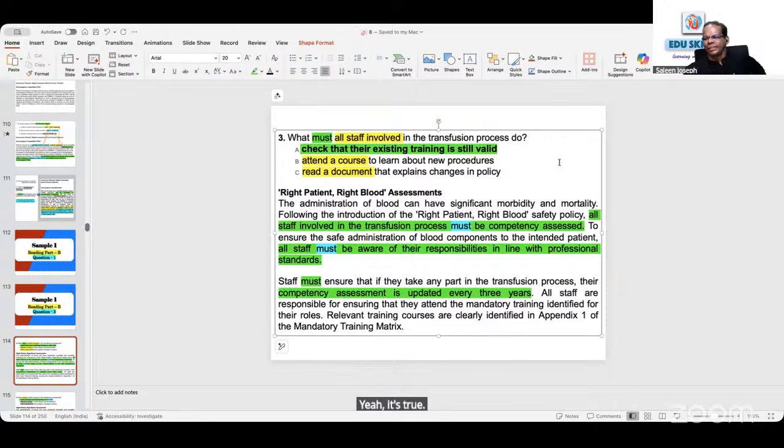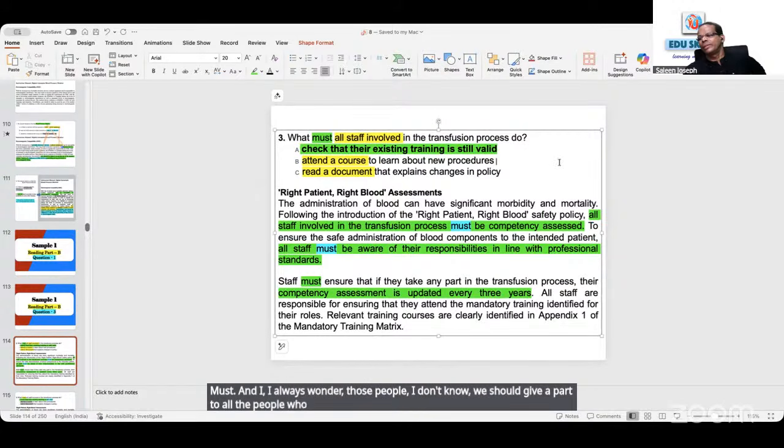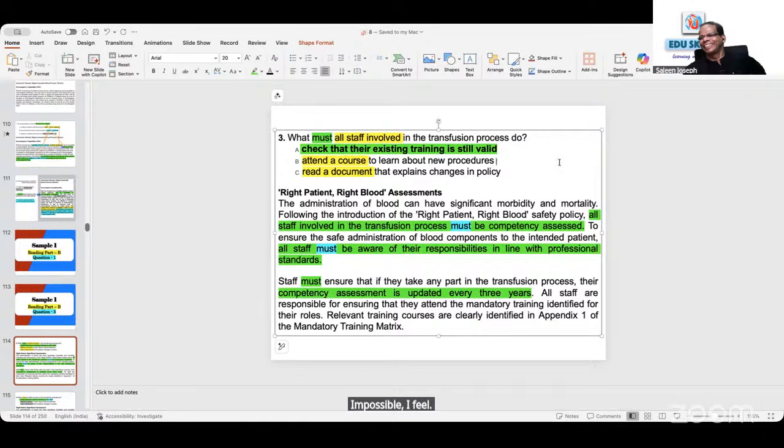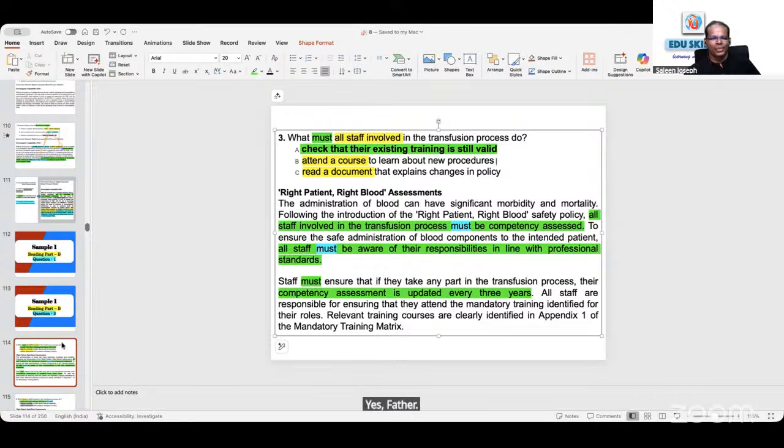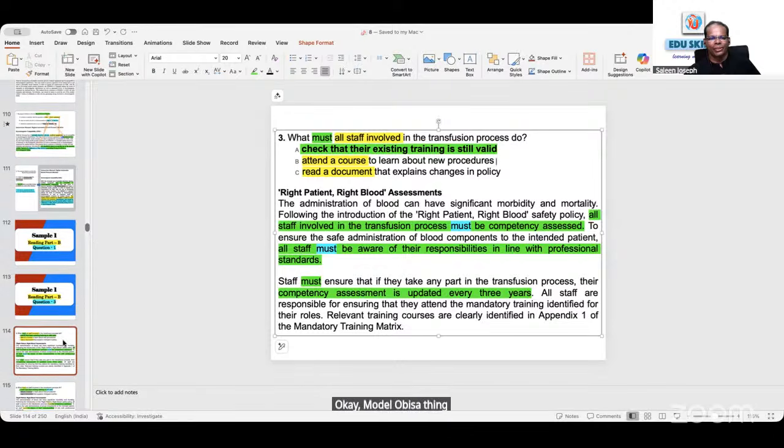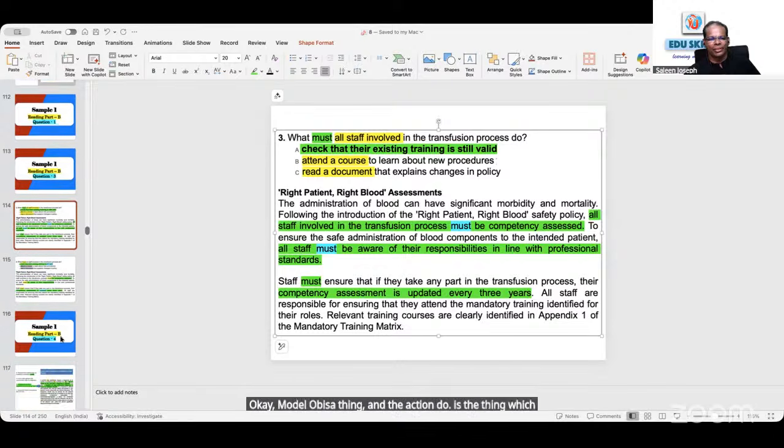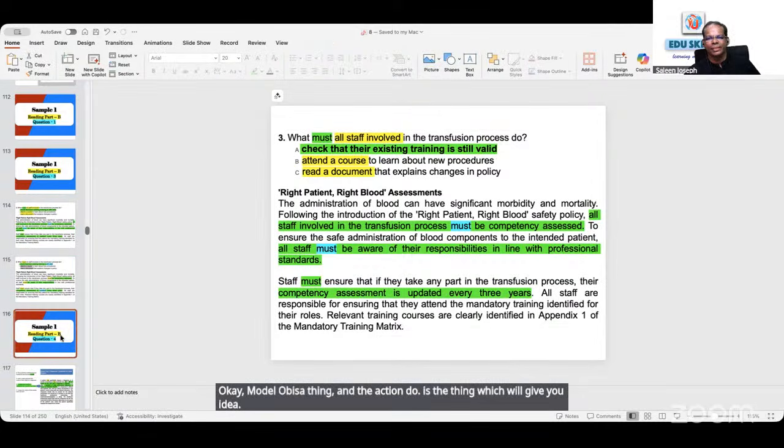Must. And I always wonder about those people who pass OET without any strategies. I feel it is impossible, without knowing any strategies for how to pass it. Is that clear? So here the modal verb is used. The modal verb is the thing, and the action verb is the thing which will give you the idea.